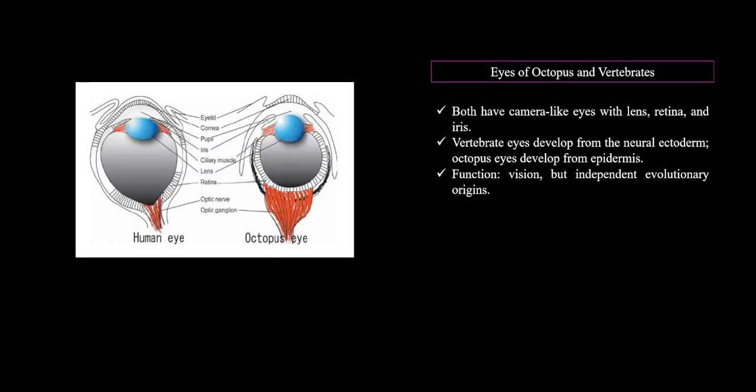Then the eyes of octopus and vertebrates. Both have camera-like eyes with lens, retina and iris. Clear? Vertebrate eyes develop from neural ectoderm, octopus eyes develop from epidermis. Okay, the function is same, which helps them in vision, but they arise from different layers. Vertebrate eyes are developed from the neural ectoderm, while the octopus eyes are developed from the epidermis.